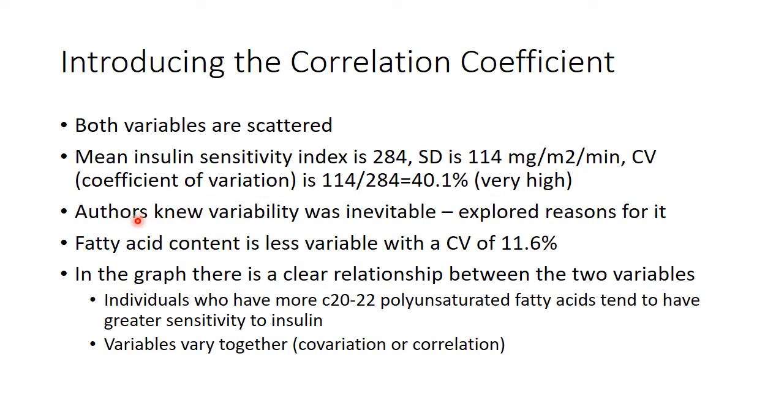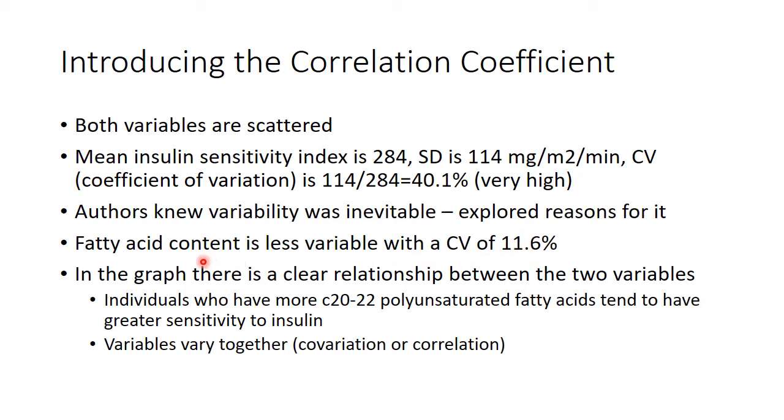And so the authors knew the variability was going to be inevitable, and they tried to look for some reasons for this. Keep in mind this is only with 13 individuals, so hopefully if we had more people, you might be able to get more consistent values. But what they saw was that fatty acid content is less variable, with a coefficient of variation of 11.6%. So much less variability is seen there.